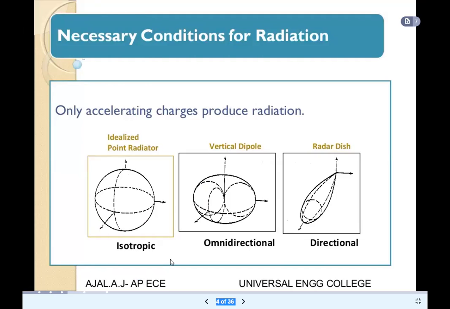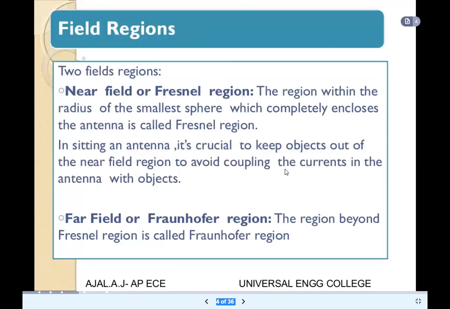In that there is an isotropic antenna, omnidirectional antenna, and directional antenna. Ideally, the point radiator is isotropic in nature and the vertical dipole is omnidirectional. Show the diagram and radar dish. This is the directional antenna. In that antenna, we see the related 2 regions. These are the important 2 field regions.